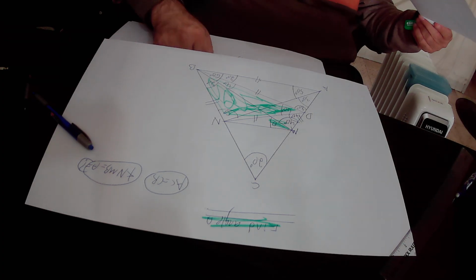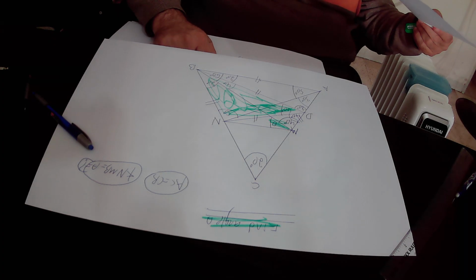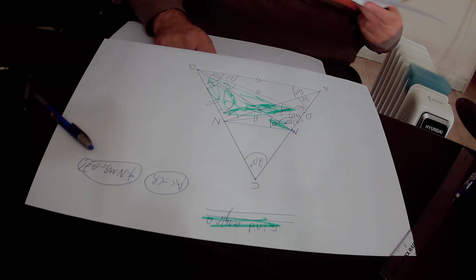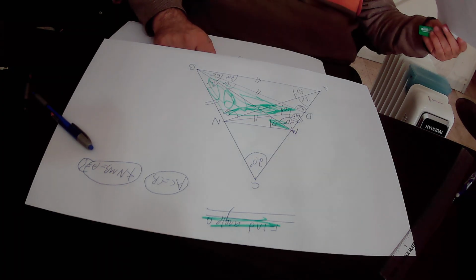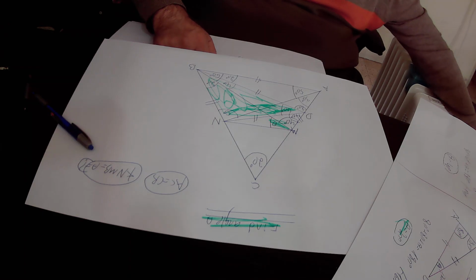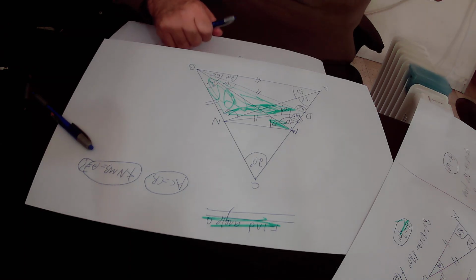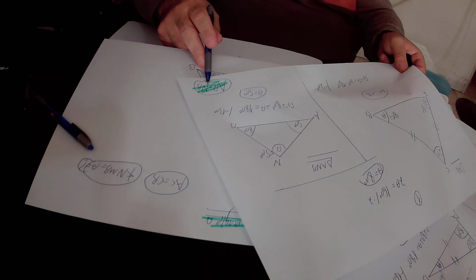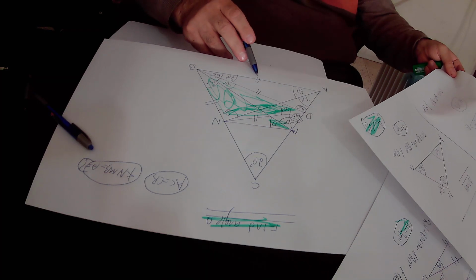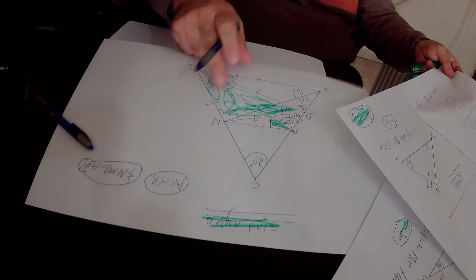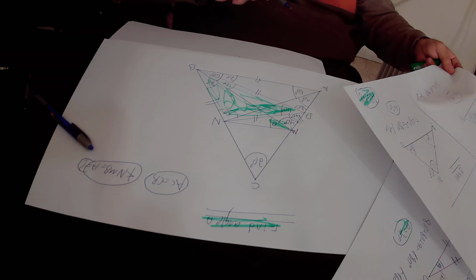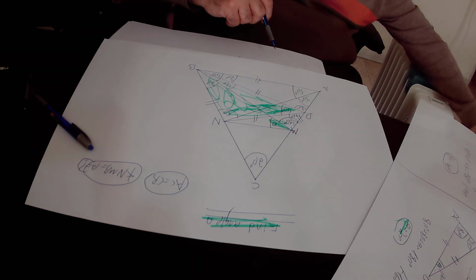In the next step, we focused. Here we have already found out that AB equals NB. Okay, so here AB equals NB.